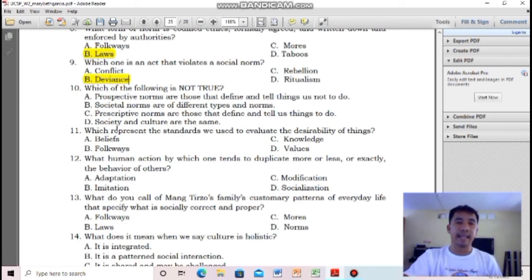Okay. Next will be number 10. Which of the following is not true? A. Prospective norms are those that define and tell things as not to do. B. Societal norms are of different types of norms. C. Prescriptive norms are those that define and tell us things to do. D. Society and culture are the same. Letter D. Kay lain nga term ang culture kag ang society.